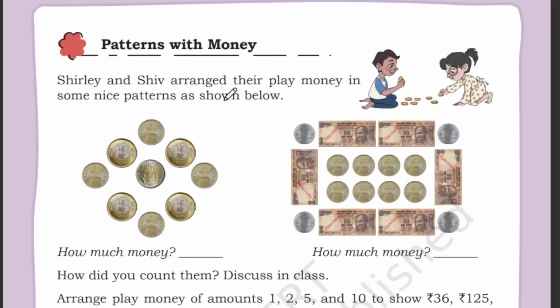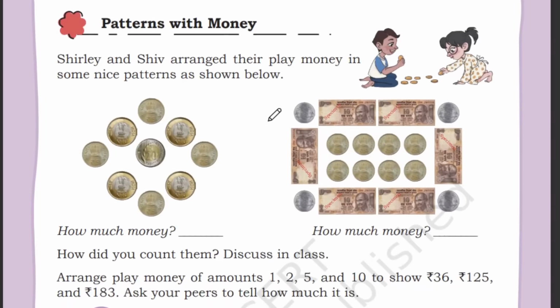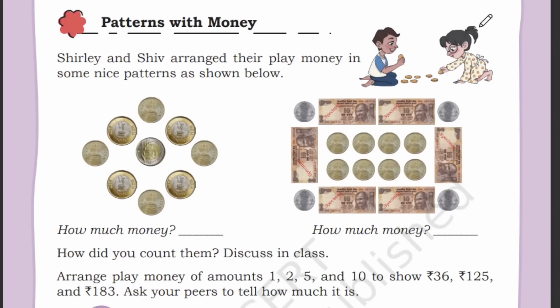Shirley and Shiv arranged their play money in some nice pattern as shown below. So she is Shirley, and we have Shiv. They both arranged play money in some patterns as shown below. We are able to see the pattern here. So what are the patterns?